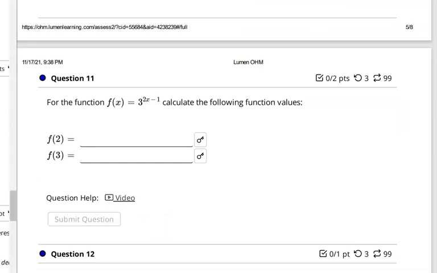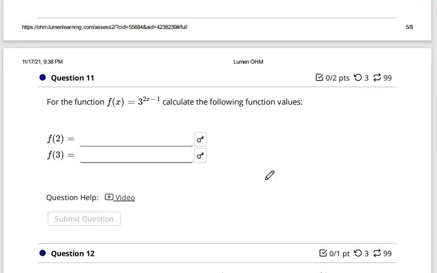Now we're going to calculate some values here. What are you going to have to do? f of x equals 3 to some power. Think to yourself, that power is going to be 2x minus 1. So let's first figure out what 2x minus 1 is, and then we take 3 to that power. So f of 2 is equal to 3 to the power of 2 times 2 minus 1. Well, 4 minus 1 is 3, so 3 to the third power is 3 times 3 is 9, times another 3 equals 27.